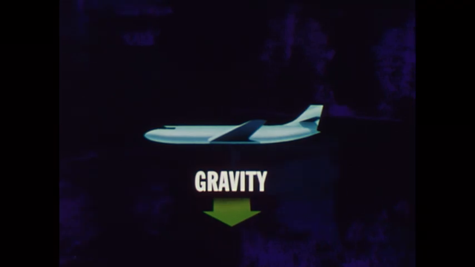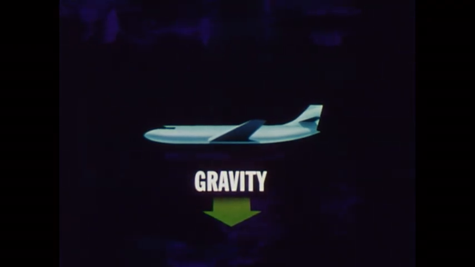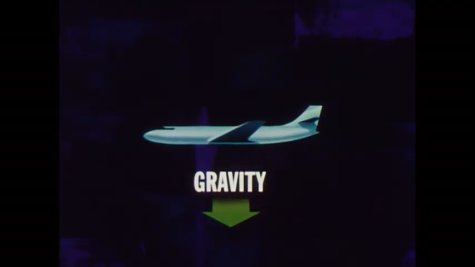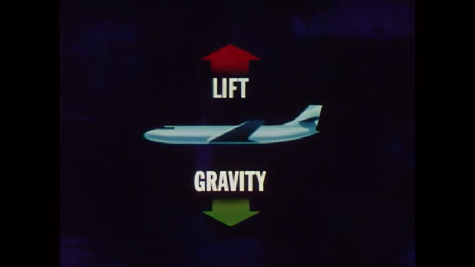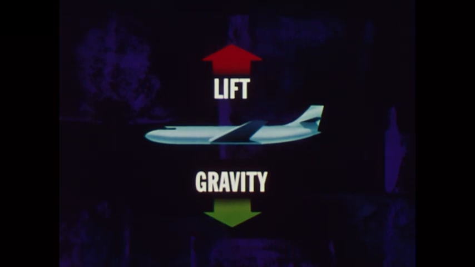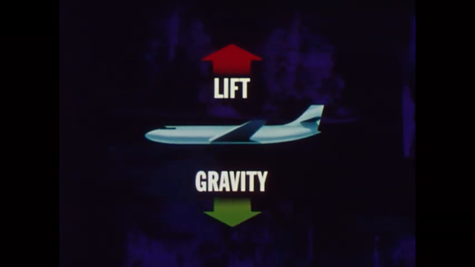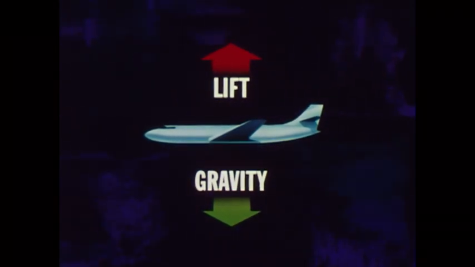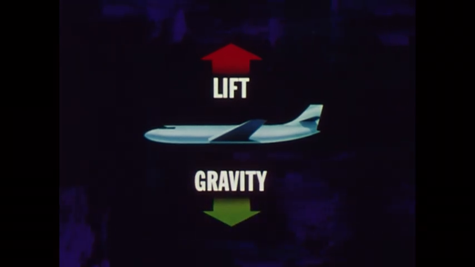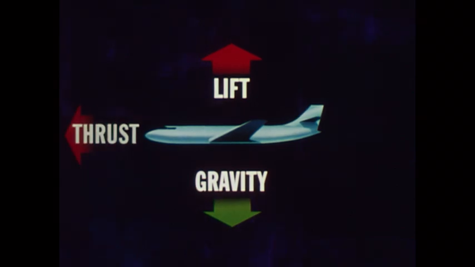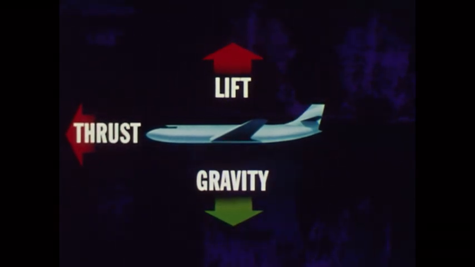Actually, there are 4 basic forces that act on every airplane in flight. The first is gravity. Gravity constantly pulls the airplane toward the ground. The second force is lift. Lift causes the airplane to rise. The forces of lift and gravity work in opposite directions. The third force is called thrust. Thrust causes the airplane to move forward.